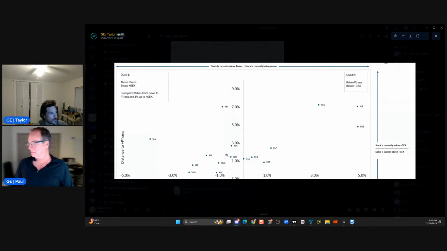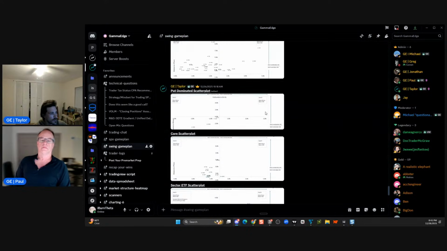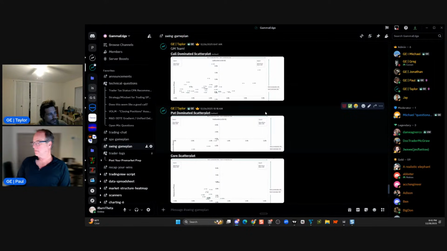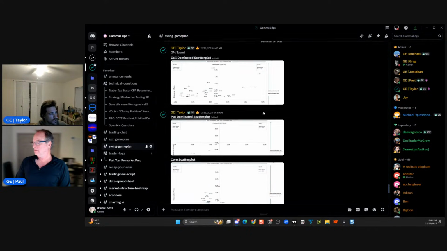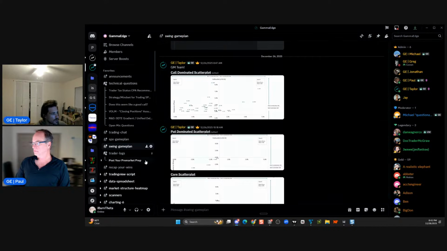And then we just have sector ETFs as well. So again, looking to see most sectors above P-Trans, below P-Trans, distance to plus GEX, all that good stuff. It's really just meant to be quick, it takes you a couple minutes to look over those to hopefully get some trade ideas as well.